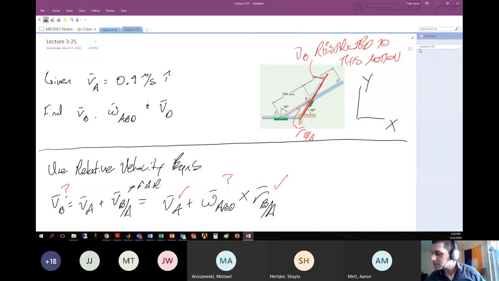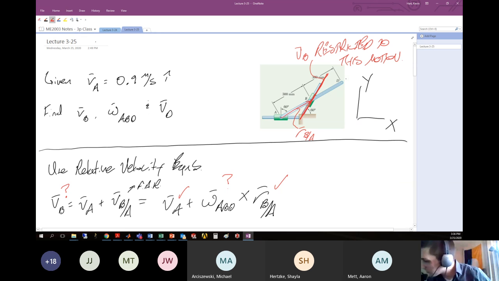Here we have this linkage. We've done this much so far. We've determined the angular velocity of our rigid body, and we have determined the velocity of point B using relative velocity equations. So we're again going to leverage relative velocity equations to determine the velocity of point D.